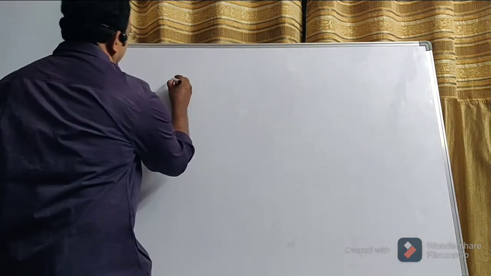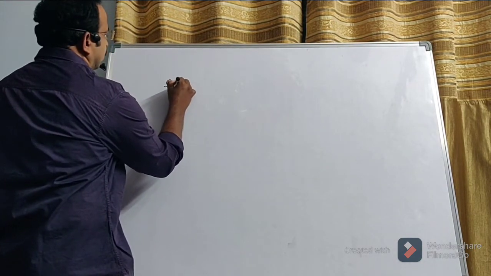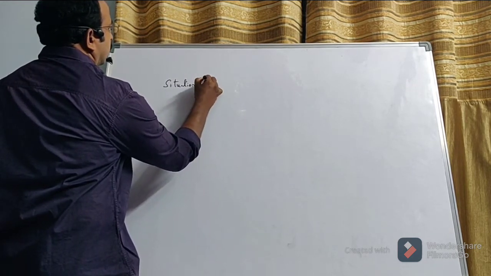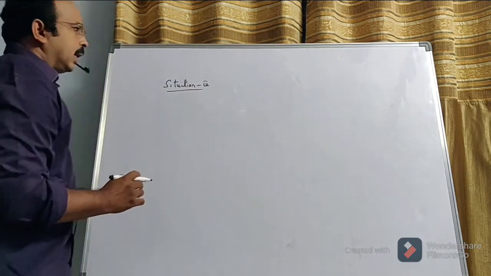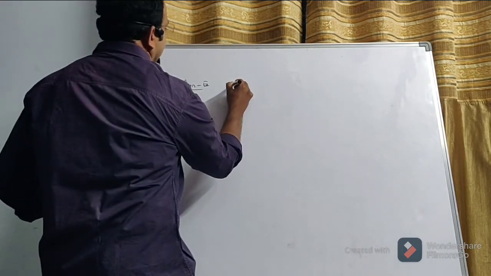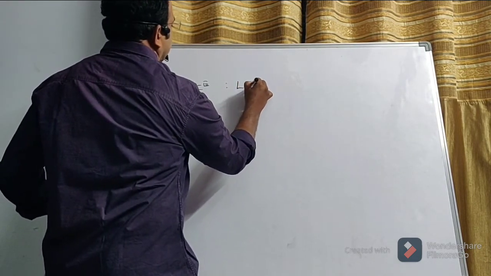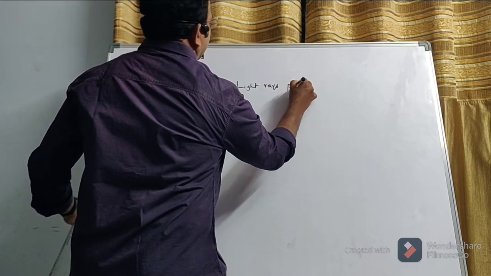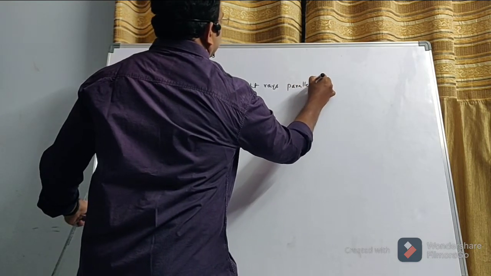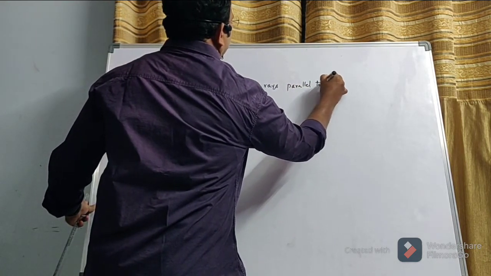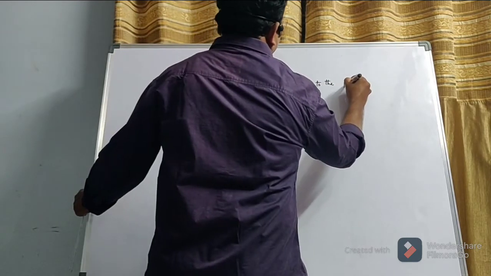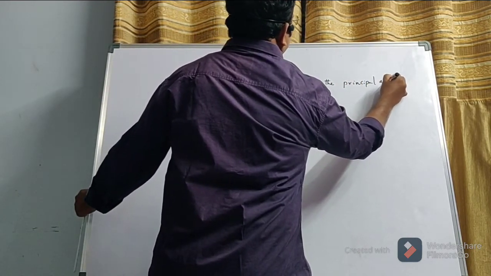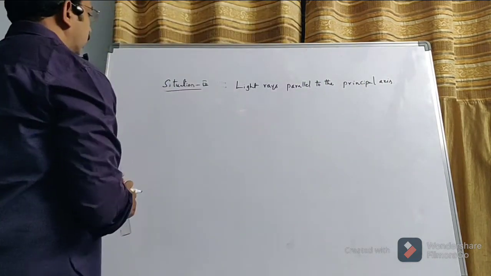Now situation 3, we are discussing now: a light ray passing parallel to the principal axis. This we already discussed in yesterday's class.